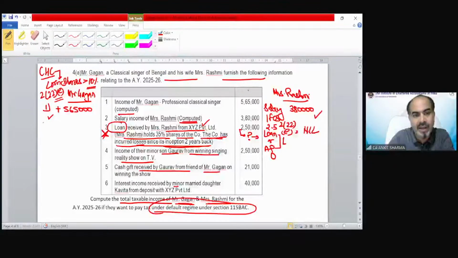So the higher income is of Mr. Gagan. So if anything is going to be clubbed in respect of the minor child, that is going to be clubbed in the hands of Mr. Gagan. Now we will see point number 4 again. Income of their minor son Gaurav from winning a singing reality show on TV. So that is due to his talent, due to his singing. So because it is due to singing, no clubbing.